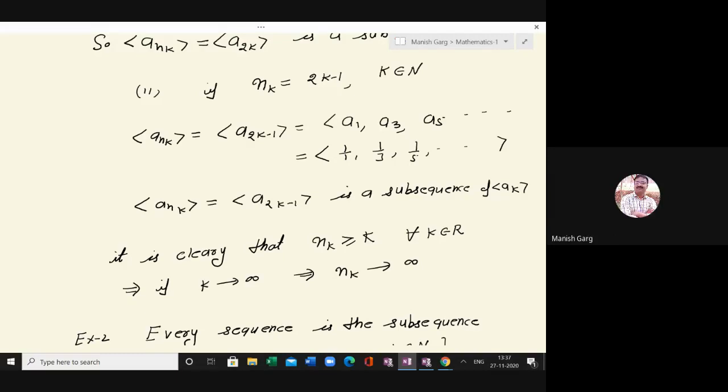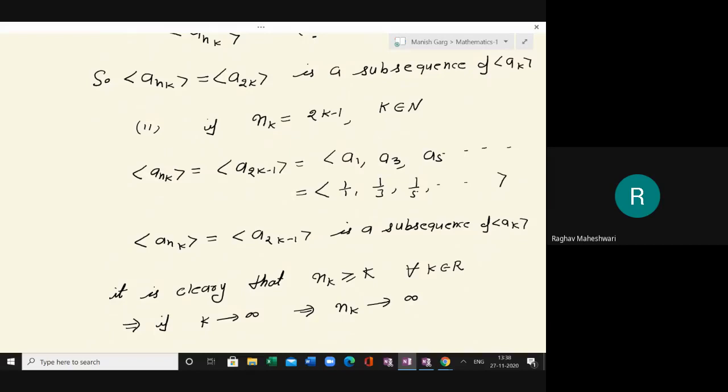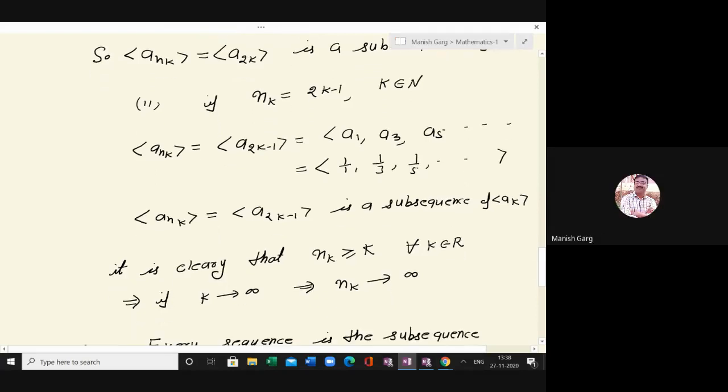Sir, it is written here, k belongs to R, sir, you have written. It is clear that n_k is greater than or equal to k for all k belongs to R. Oh, sorry, natural, this is a typing error. R cannot be possible at all. We are working in natural numbers. Sorry, sequence.